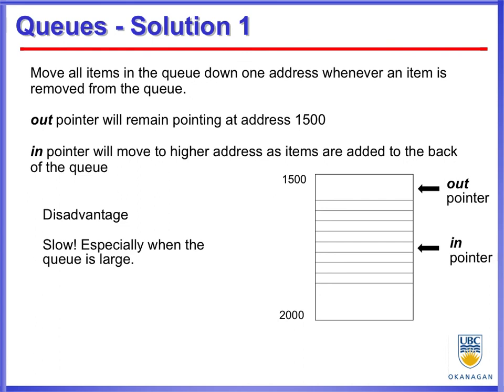So this is slow because every time you take a number off the queue, you got to change everybody's memory address. You got to move them all down one, okay? Which is obviously not very good. We'll talk about this more next time, with a better solution.